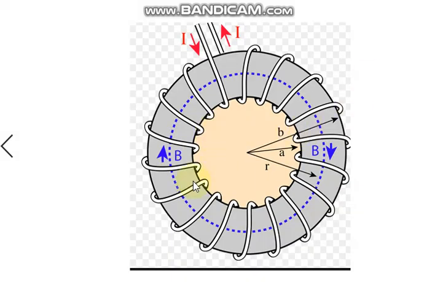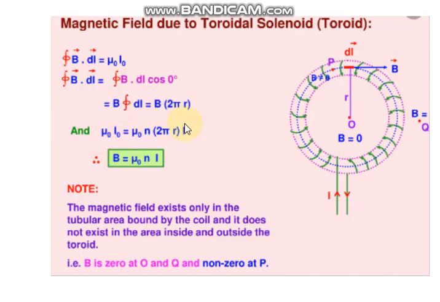So that is why here you can see that the magnetic field lines are curled, or they are in the form of a ring over here instead of straight lines, just as was the case for the solenoid. So let us apply Ampere's law to determine the field due to the toroid.